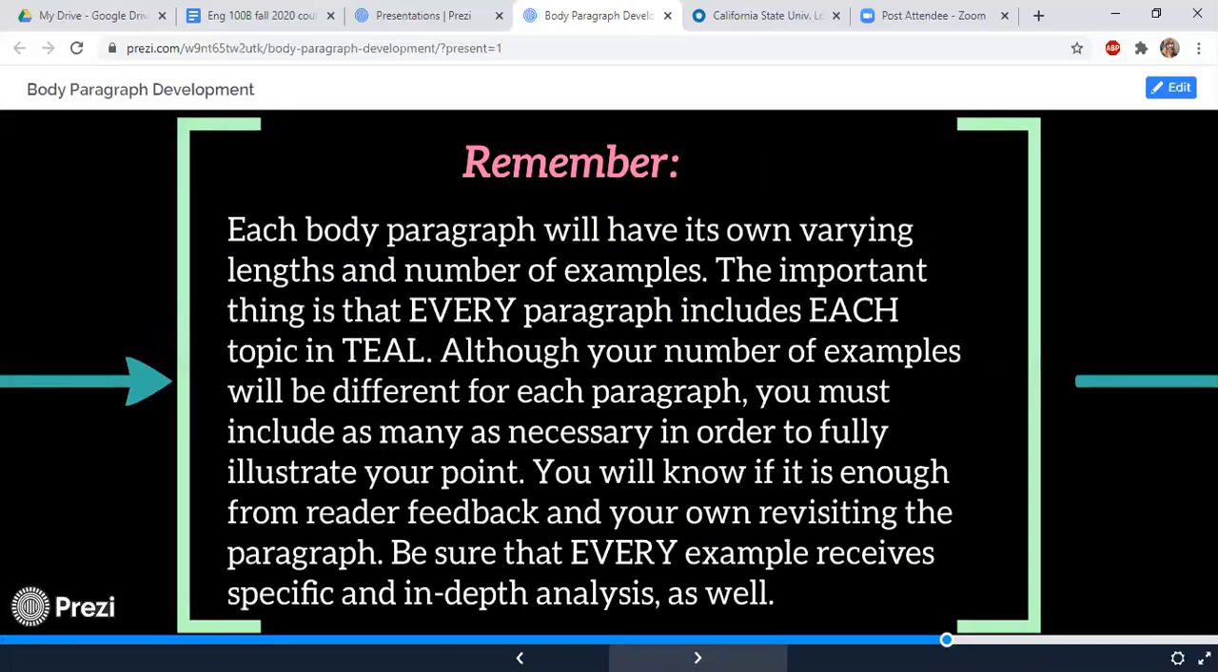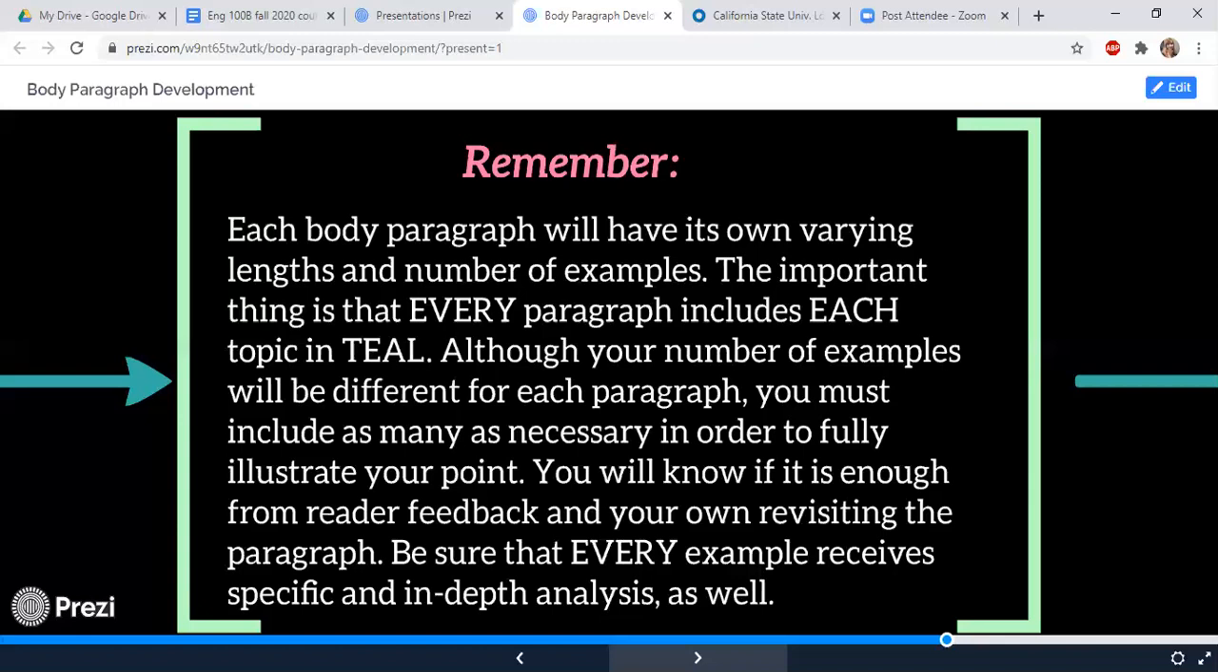Okay, so this is just a reminder. We're kind of just reiterating what we've talked about. Each body paragraph will have its own varying lengths and number of examples. There is no magic number or quote unquote correct number for how many examples you should have or for how long a paragraph should be. Okay, I will give you some ideas and guidelines to follow in case you're someone who likes to have a ballpark kind of number in the next slide, but there is no right number or right length.